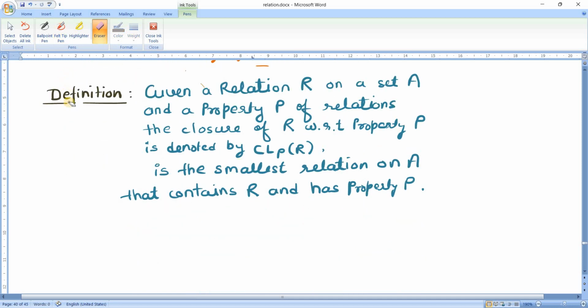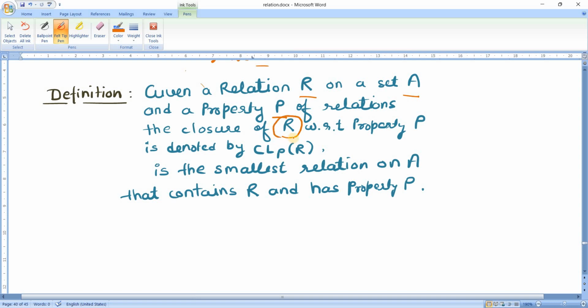So let's see the definition. Here we can see that given a relation R on a set A and a property P. So we have already seen what are the properties of relations, like a reflexive relation, it's one property, symmetric relation, transitive relation. So these are the properties of relations.